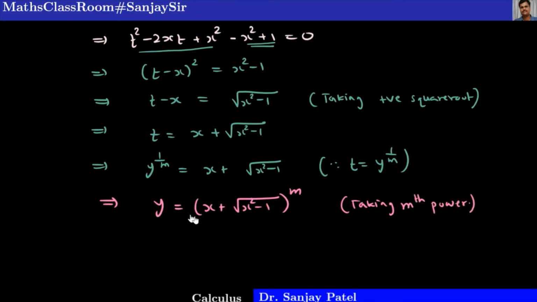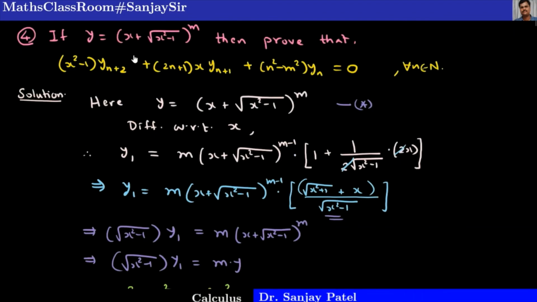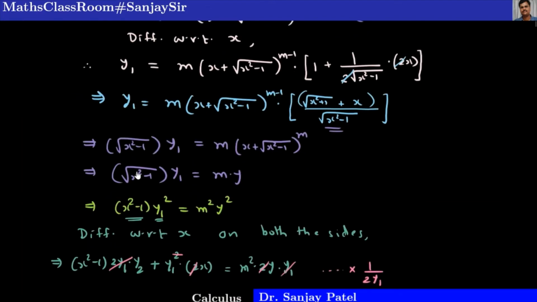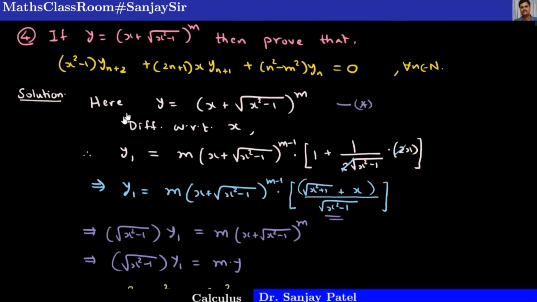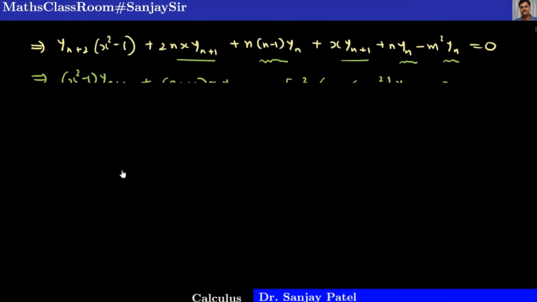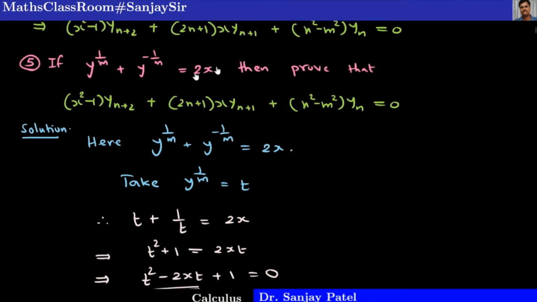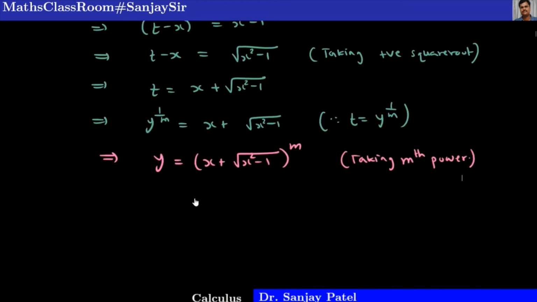Okay. Now you note that this function is same as the previous problem, in which we are given y is equal to x plus square root of x square minus 1 raised to m. Then its nth derivative is this. So it is already proved. Just you have to write this complete solution of this problem after the last step in the next one. Okay. So we don't need to prove this. What we have done is we have converted this problem into the previous problem. So just as in problem number 4, okay.